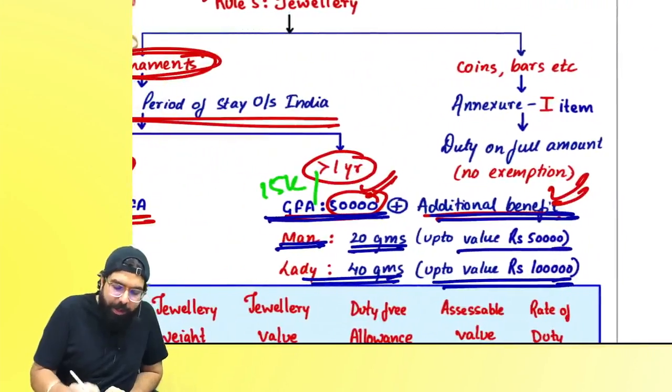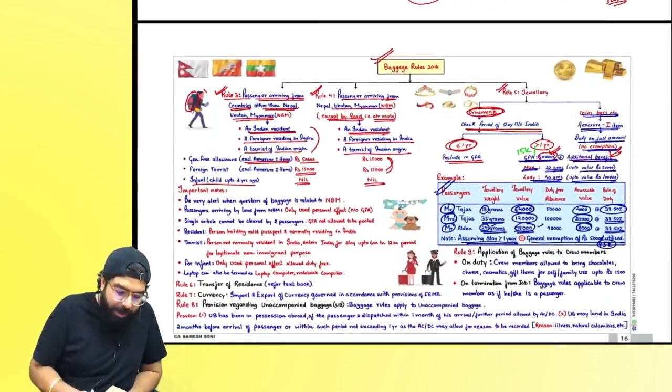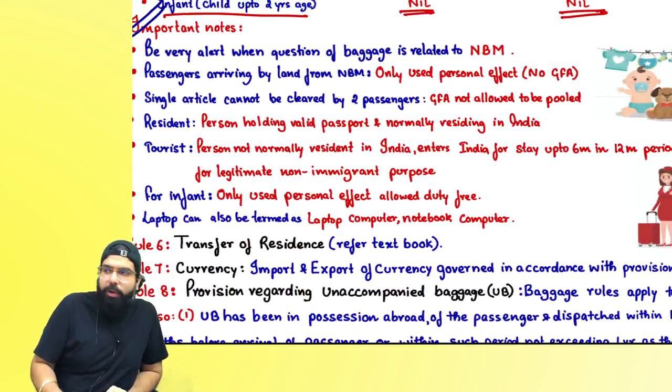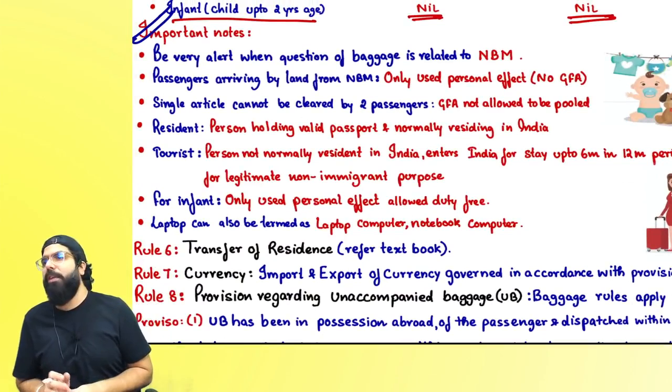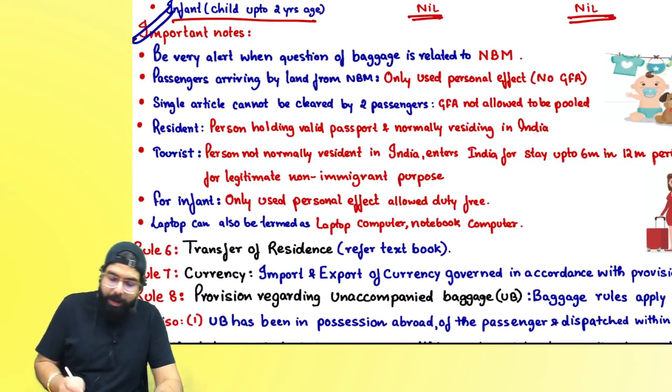Always remember one thing, if you are getting coin, bar, etc., it's an annexure 1 item. Duty on full amount, there is no exemption which is given. Everyone over here, some important notes. Always in the exam, be very careful. In case of Nepal, Bhutan and Myanmar, only 15,000 is allowed if you are coming by air route.